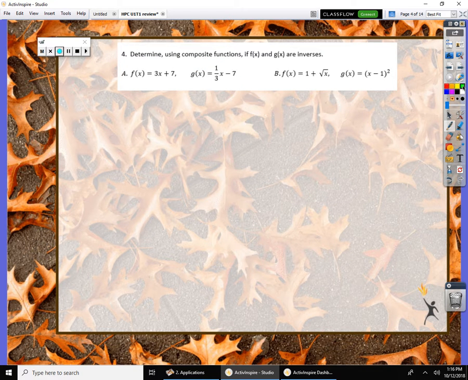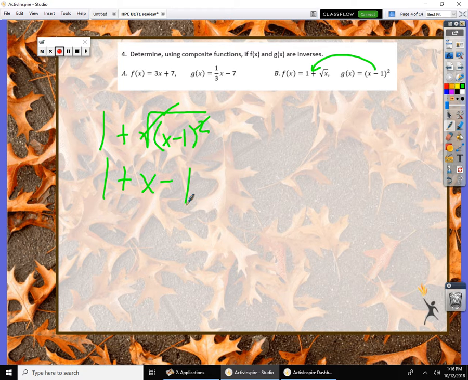All right, so same thing. I'm going to take G and I'm going to plug it into F. So 1 plus the square root of x minus 1 squared. Okay, what can I do? The square root and the squared cancel each other. So 1 plus x minus 1. What cancels? The 1's, and I'm left with just x.